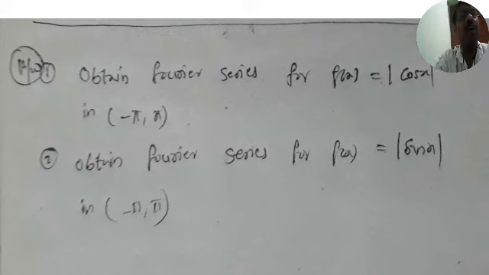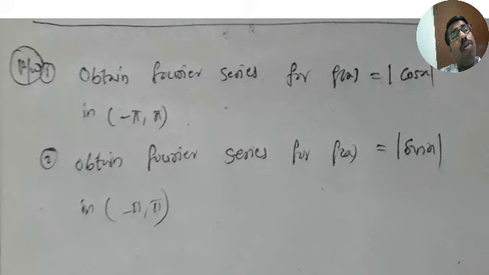All mod functions, whatever there is in the mod, are even functions. Mod x square, mod x cube, mod sin x, mod cos x, mod tan x, whatever you take in the modulus, that is an even function. So your f of x equal to mod cos x is an even function in the interval minus pi to pi. Therefore you only need to find a0 and an values, no need to find bn. The second question is: obtain the Fourier series for f of x equal to mod sin x in minus pi to pi. Again mod, therefore it is even and the interval is minus pi to pi.